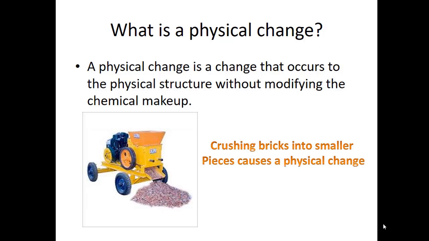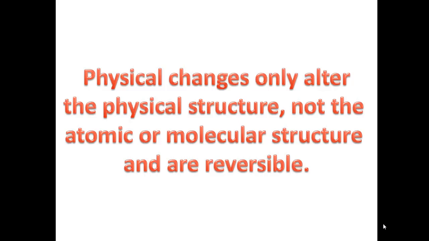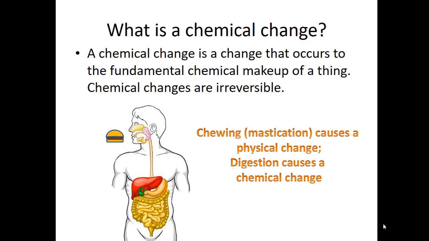Physical change, again, only occurs to the physical structure. So if you take bricks and you crush them up, that's a physical change, right? Even though the pieces may be small, it may look like fine dust at some point. If you get the pieces back together and you reconstitute the pieces, you can get the brick back because, again, every physical change is reversible. So again, just to reiterate the definition, a physical change happens and it only alters the physical structure. The atomic or molecular structure does not get touched. And also, physical changes are reversible, right?